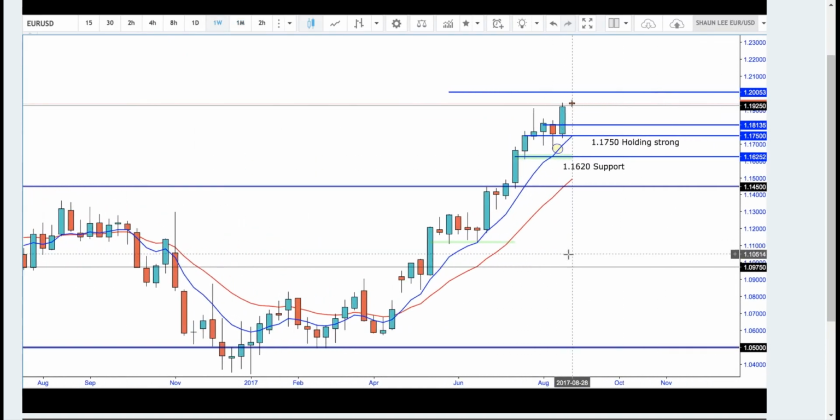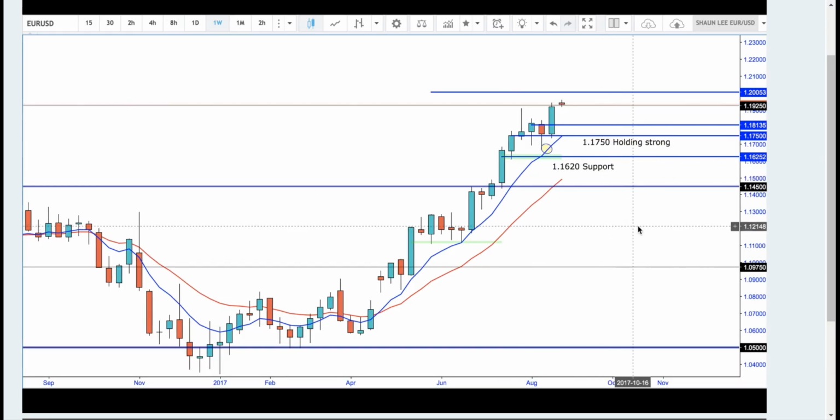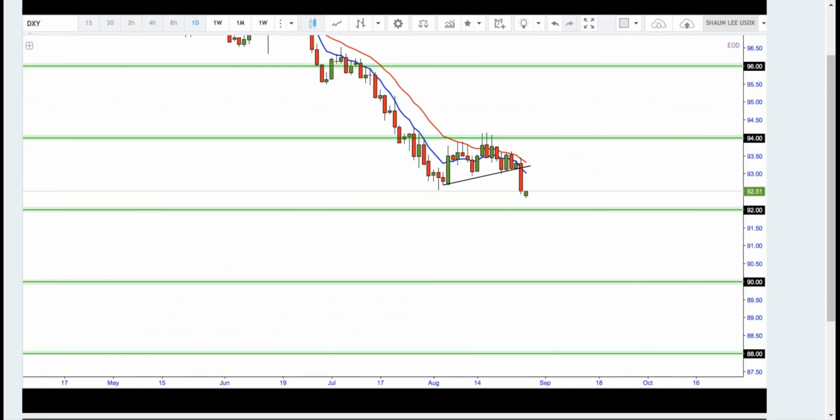MAs are up on all time frames. Last week was a huge bullish weekly closure with an engulfing of 1, 2, 3 previous weeks. So if you are a euro trader, the dollar index is going to be for you. Again, you can go into further detail, do your research online, but I've just highlighted the key point of the dollar index, the best time frames to use it from.